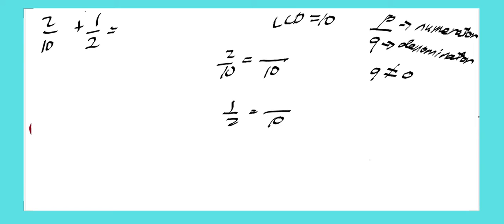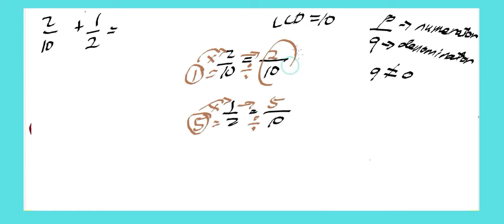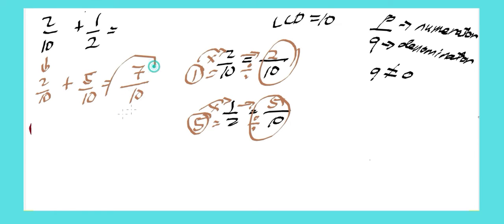Okay, and just follow the flow. 10 divided by 10 is 1. 1 times 2 will give you 2. Okay? Then repeat the same process on the second fraction. Okay? 10 divided by 2 will give you 5. 5 times 1 will give you 5. Now, we have two new fraction already. Okay? So your 2/10 will become 2/10. All right. Plus your 1 half will become 5 over 10. Okay, 7 over 10 is the final answer.